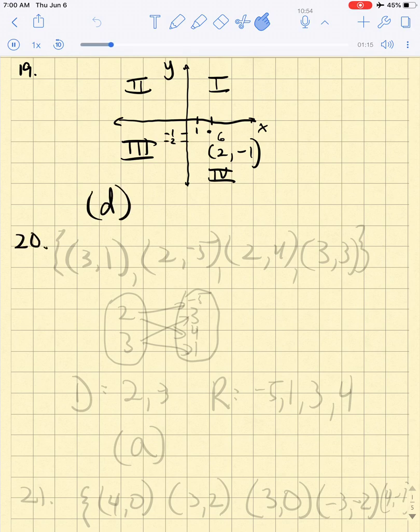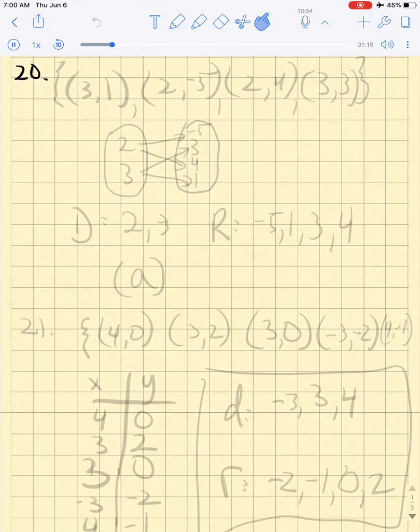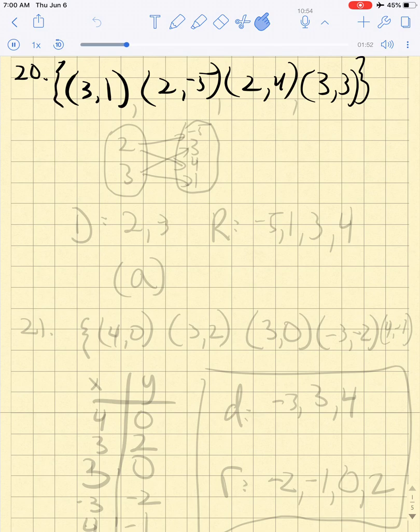Now, if we go to number 20, we've done this before. This is review. It's given a relation, which is nothing but a group of ordered pairs. 3, 1. That's one ordered pair. 2, -5. 2, 4, and 3, 3. And we got some squigglies out here. That just means it's all together, right?